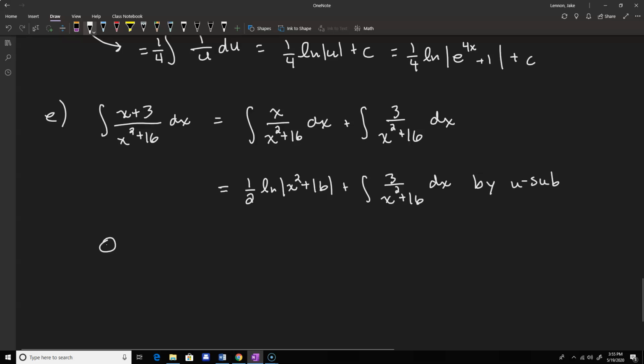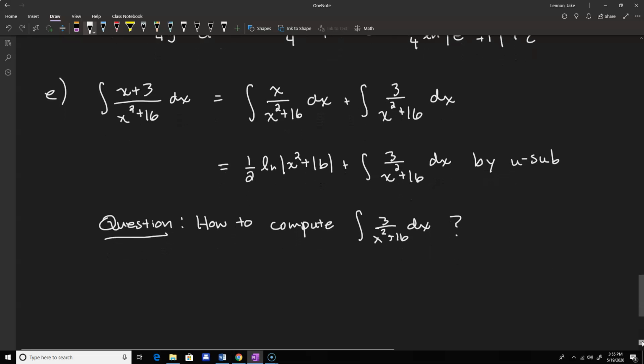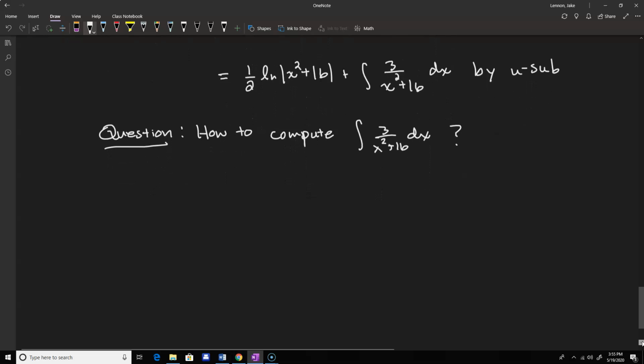So now the question is how to compute the second integral, and once we've done that, we'll have finished. There's some algebra in there, and there's also a derivative formula we want to remember. So let's remember the derivative formula.